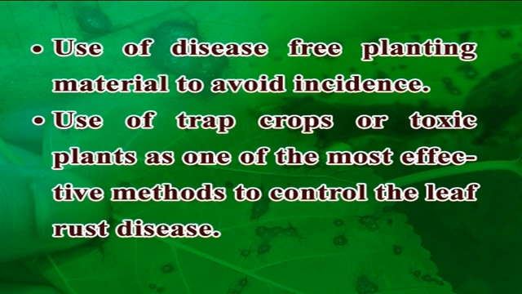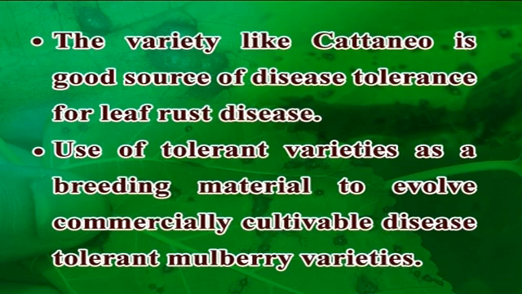Use of trap crops or toxic plants is one of the most effective methods to control the leaf rust disease. The variety like Cotanio is a good source of disease tolerance for leaf rust disease. Use of tolerant varieties as a breeding material to evolve commercially cultivable disease tolerant mulberry varieties.